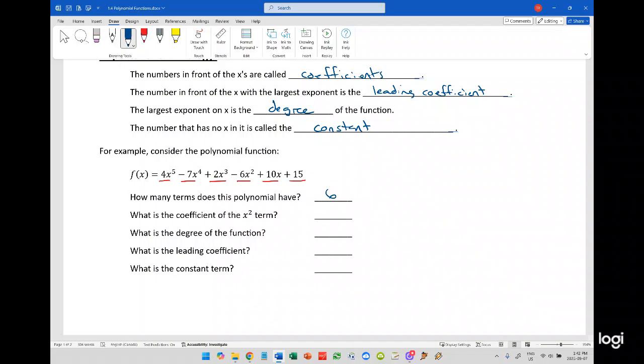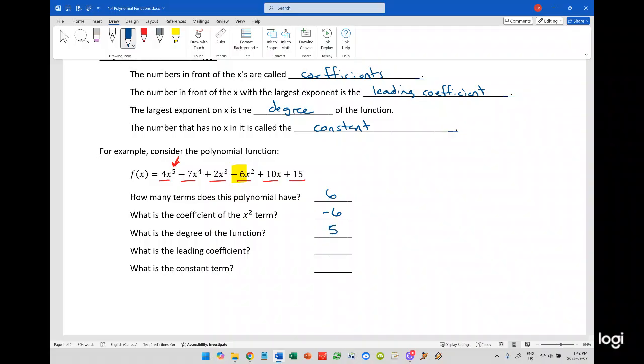The coefficient of the x squared term, I want to be careful we include the negative sign if there is one. So it is negative 6. The degree of the function is just the largest x that we see anywhere. And in this case, the largest x I see is right there. That's an x to the fifth. So we're going to say 5 is the degree of the function.